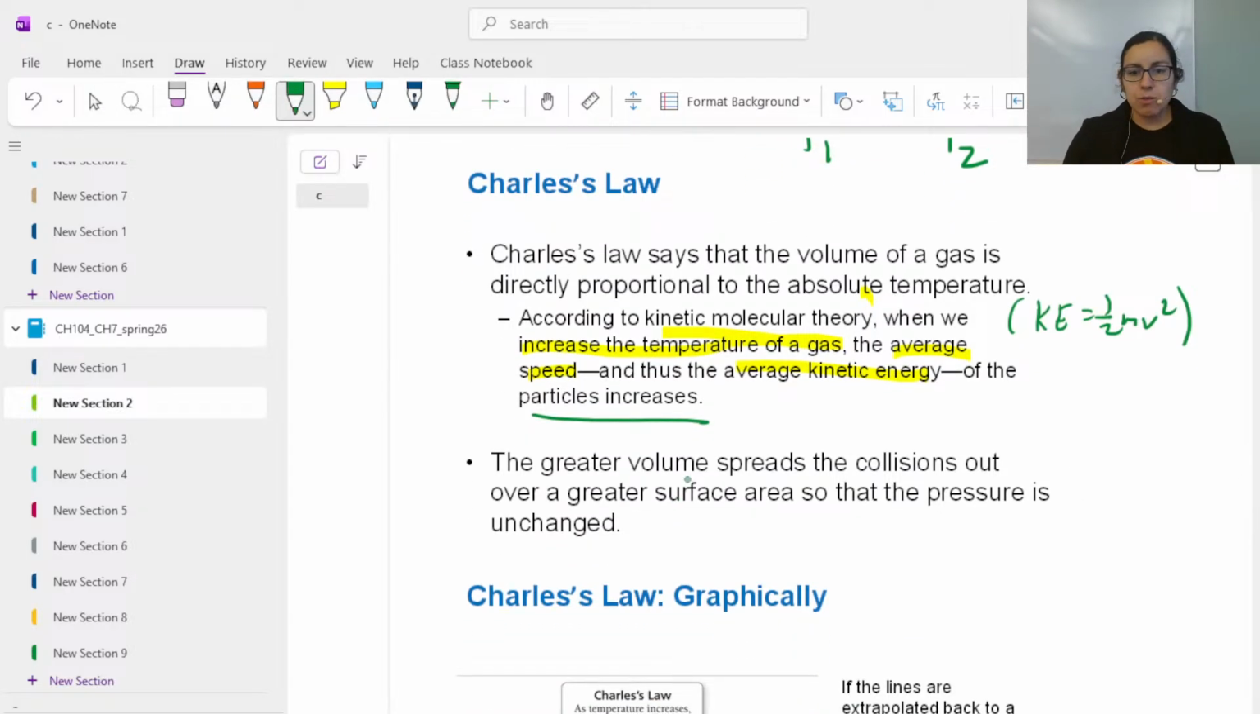And then we're seeing, again, to hold the pressure constant, our greater volume spreads our collisions out. So thinking about pressure equals force over area, if we're trying to now keep our pressure constant, if we increase the temperature, we increase our surface area.